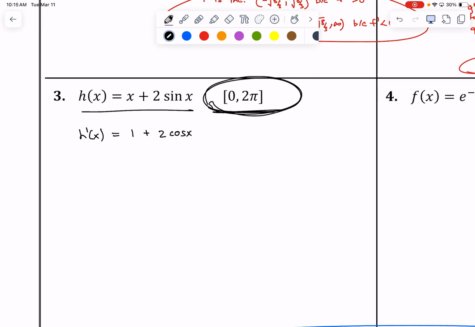All right, so critical values. So I'm going to set the derivative equal to what? Do I have to worry about where it's undefined? No. Cosine is never undefined. All right, so that's going to give me cosine x is equal to -1/2.